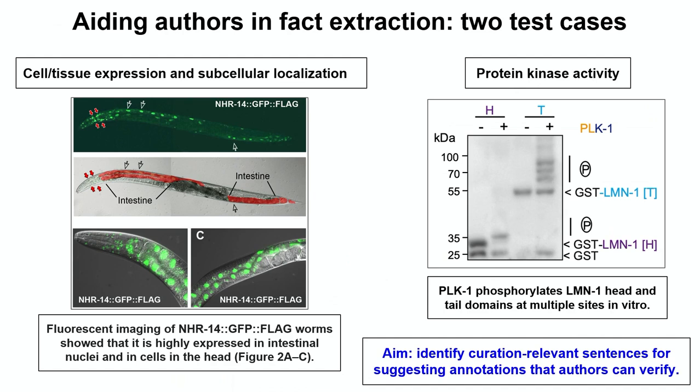So right now, the authors can verify entities, and they can tell us about data types. But we want to start having them help us with the third part of curation, which is fact extraction. In order to start investigating how to do this, we've basically tried two test cases. The first is cell and tissue expression and subcellular localization. This figure just shows a really nice expression pattern for a nuclear receptor in C. elegans, where you can see localization to nuclei in particular tissues.